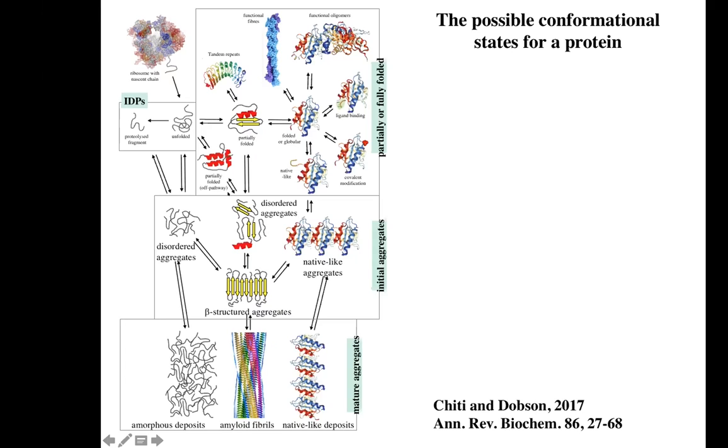And we have turnover. But this is only part of the story, because we also have formation of aggregates. The initial aggregates retain some of the structural memory of the initial monomeric state that originated them. So if we start from a partially folded state, we have partially structured aggregates, or totally disordered aggregates, or native-like aggregates if we start from a folded state. But eventually, these can develop in different ways. We can have formation of beta structure aggregates and amyloid fibers, but also native-like deposits or amorphous deposits.